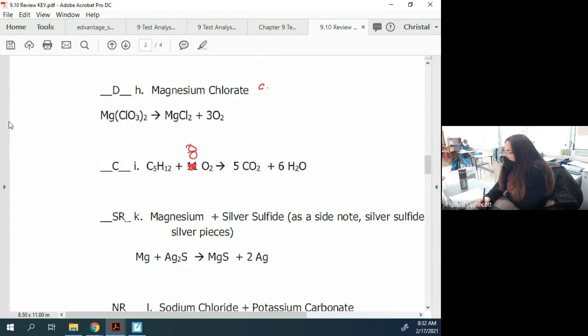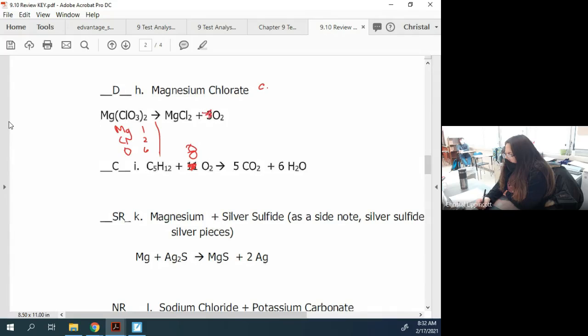I can't keep this polyatomic ion together. I have to break it up because it doesn't appear the same on both sides. So when I look at these, I've got magnesium, I have one of these. My chlorines, I have 2 because I've got to distribute that 2 through the parentheses. And then the oxygens, I have 6.